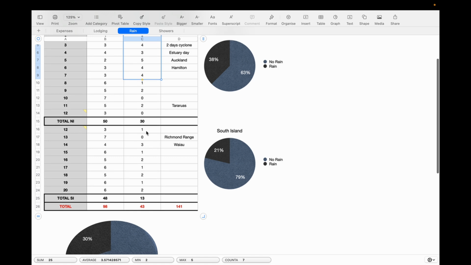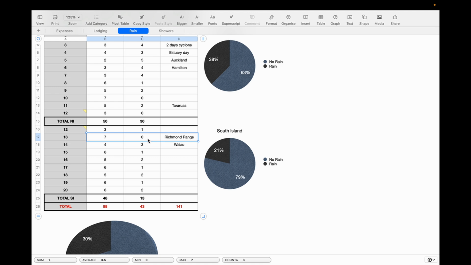And then when you get to the South Island, we had 48 days of no rain and 13 days of rain. So you can see we really had a fortunate time through the Richmonds. We had no rain at all, which I'm really happy about. We had like one night there was some rain, but it didn't affect us. So if we were in a hut already and already set up and the rain didn't affect us, I didn't count it as a rain day.